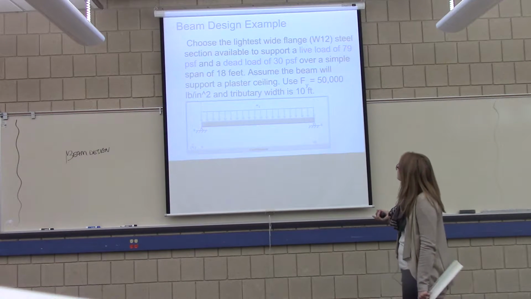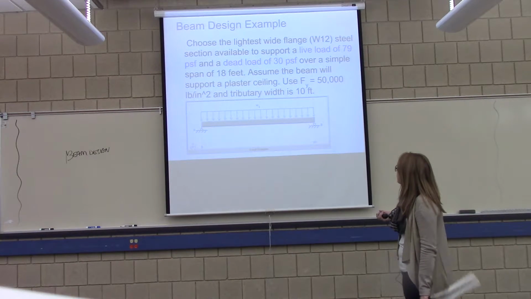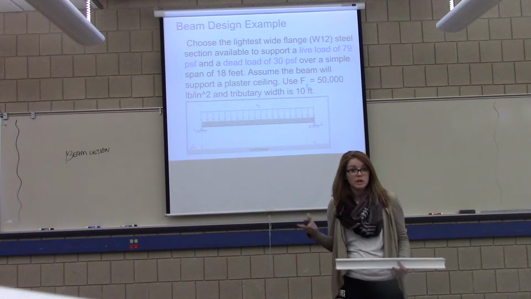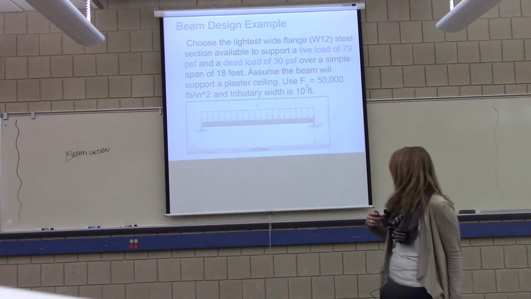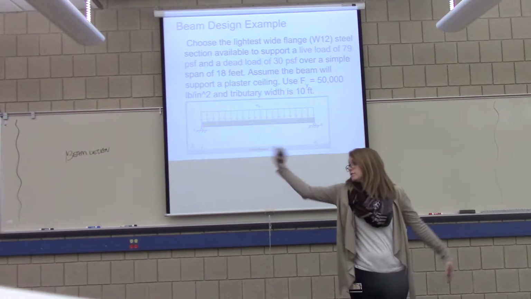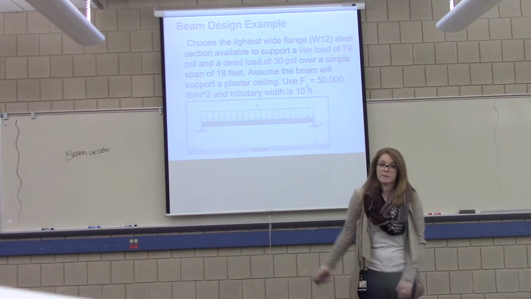And some things that it's going to say to assume is that its Fy is 50,000 pounds per inch squared. And then the tributary width, like we talked about in activity 1, is 10 feet. Meaning if it's an interior beam, it's 10 feet to the next beam. So it has to support 5 feet this way and 5 feet this way.